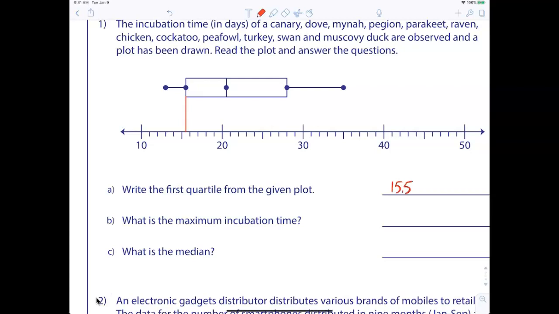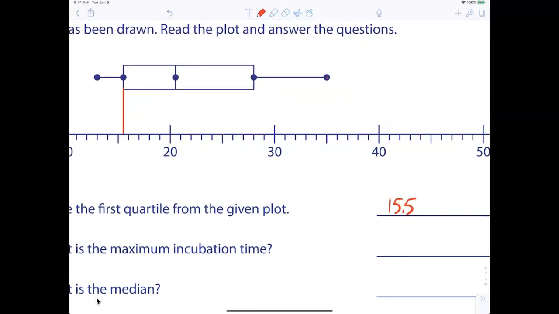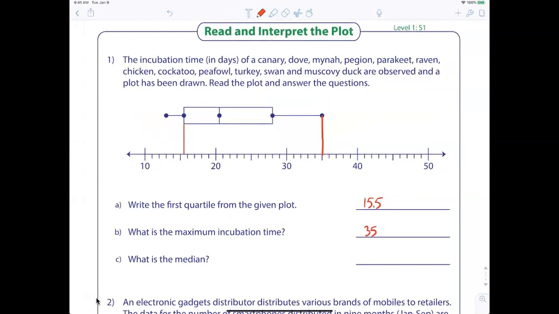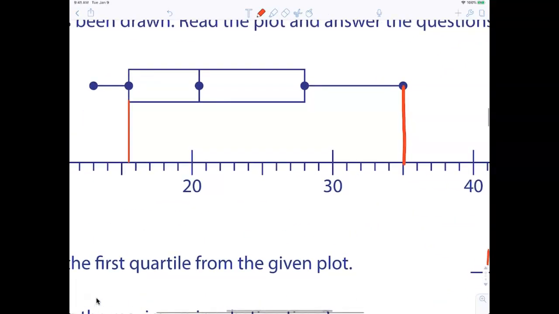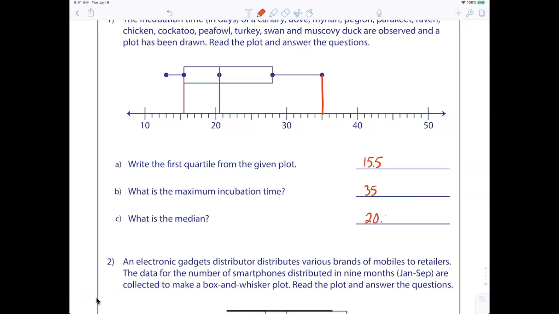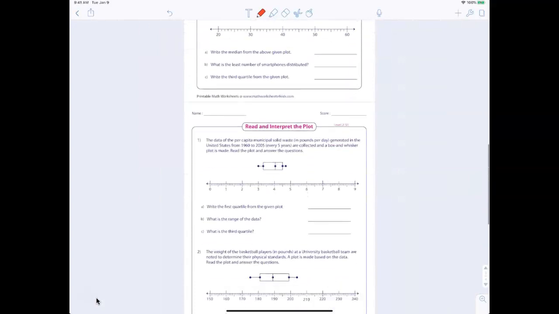What's the maximum incubation time? So I'm going to draw this right here. This is the maximum. I'm going to draw it straight down. Yeah, I'm kind of thinking it's 35. Doesn't matter. All right, and then it says, what is the median? And like I said, I'm going to take my iPad and draw it straight down. Yeah, it looks to me like 20.5. I don't know. I told you it's very easy. Yeah. It's very easy. But like I said, if you don't have someone showing you, it's a little bit more difficult.